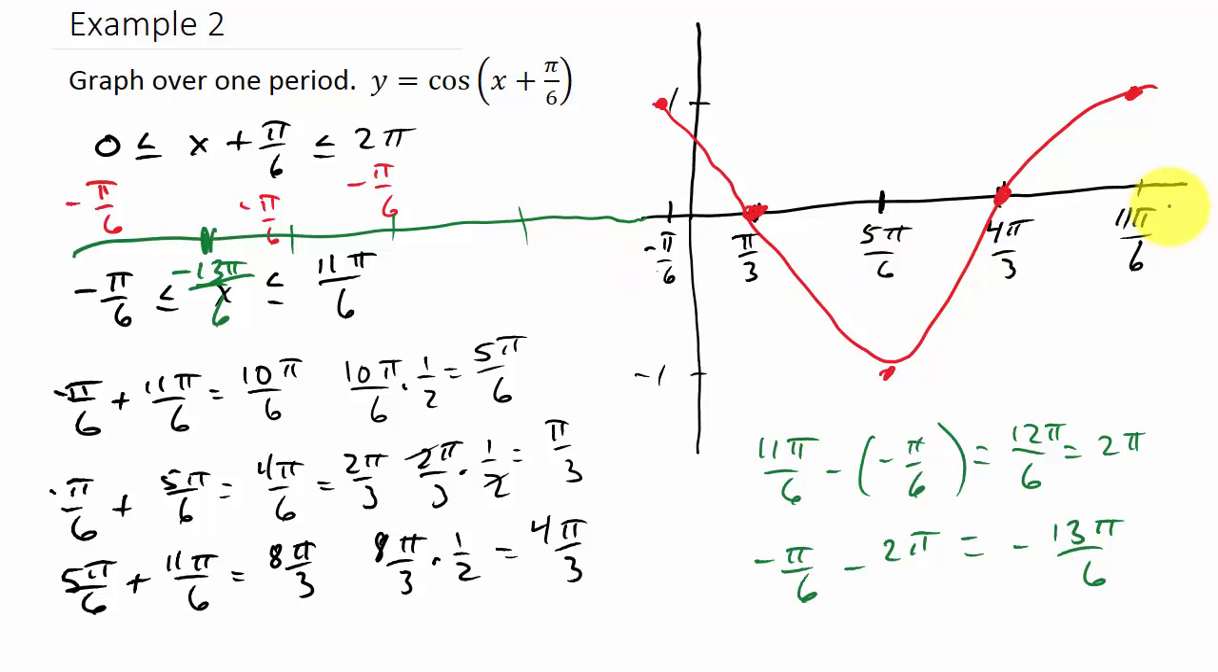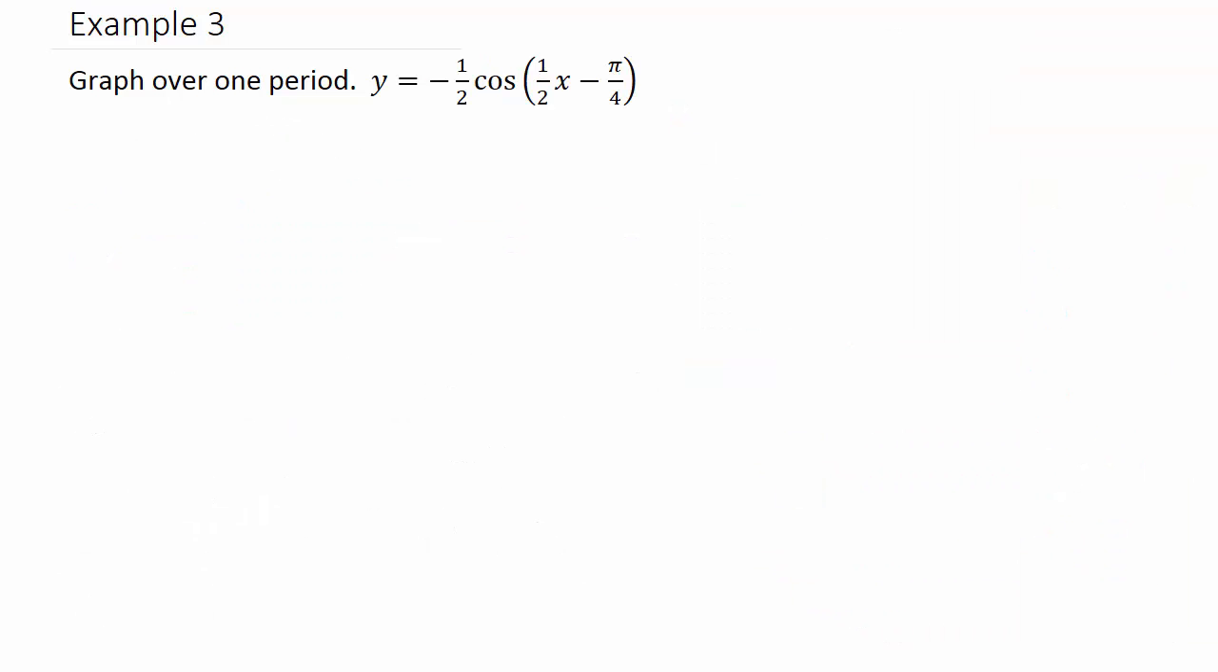Okay. If you wanted to go the other way with it, you would just do the 11 pi over 6 plus 2 pi. You would go 2 pi units to the right, and then you would mark that off and break it up. Okay. So I'm just showing you over one period, but you can graph them over more than one. Alright, so let's go ahead and go to this one.